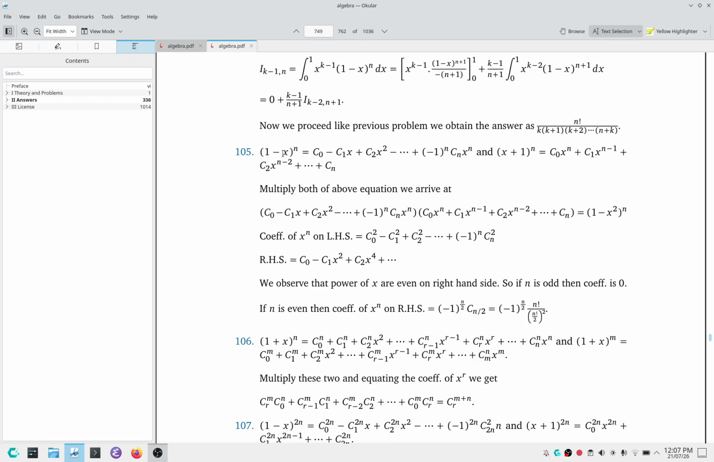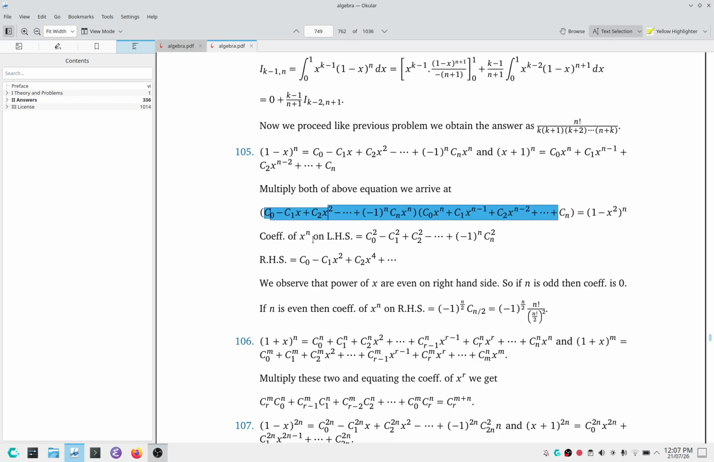So we know that (1 - x)^n is equal to C0 - C1x + C2x^2 up to (-1)^n Cn x^n. And (x + 1)^n is equal to C0 x^n + C1 x^(n-1) and so on. We multiply both the equations, we get this is equal to (1 - x^2)^n.